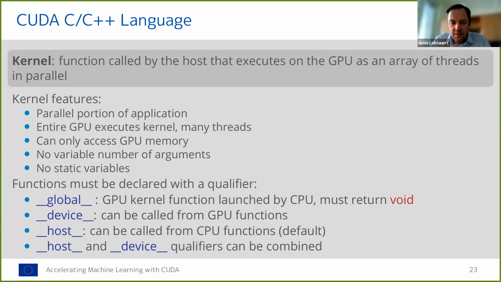And host is the default, that is a common function called from any CPU function. Host alone is not mandatory to use, but host can be used together with the device qualifier. If a function is defined as both host and device, that is an instruction for the compiler to compile two versions, one version for the CPU and one version for the GPU.